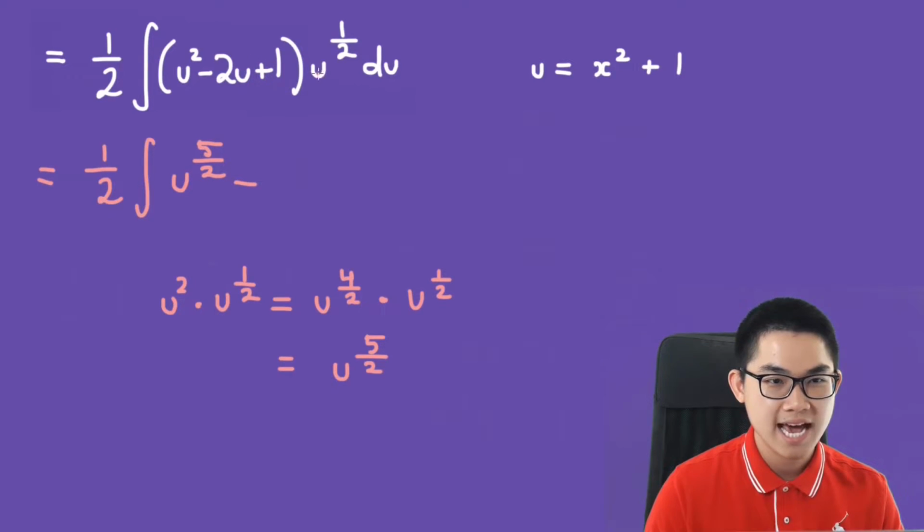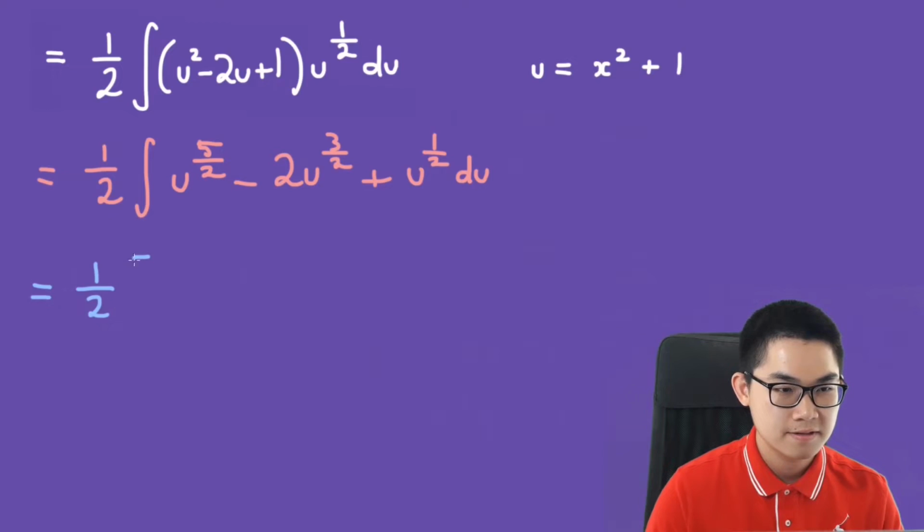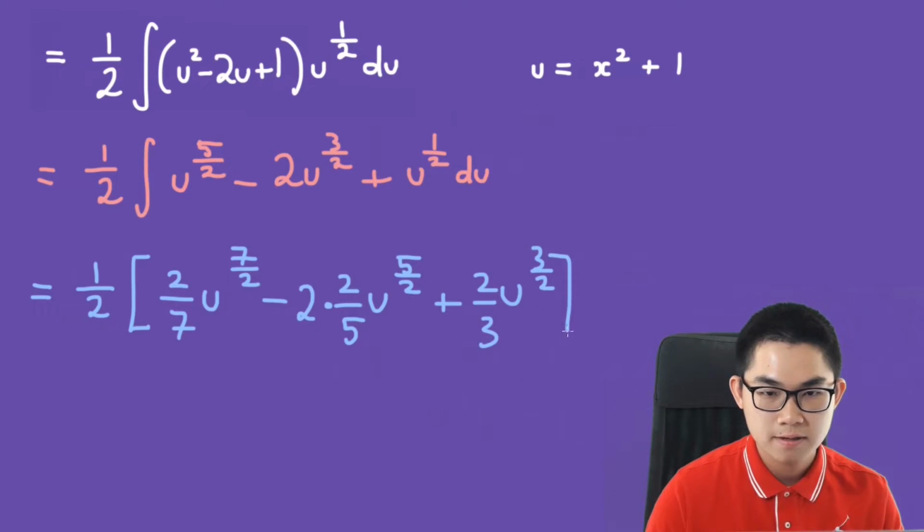Minus 2u times u to the power of 1 over 2. That is 2u to the power of 3 over 2 plus u to the power of 1 over 2. Let's find the antiderivatives. So the antiderivative of this is what? It's going to be u to the power of 7 over 2 divided by 7 over 2, which is the same as multiplying by 2 over 7, minus 2 times u to the power of 5 over 2 divided by 5 over 2, which is the same as multiplying by 2 over 5, plus u to the power of 3 over 2 divided by 3 over 2, which is multiplying by 2 over 3, plus c.